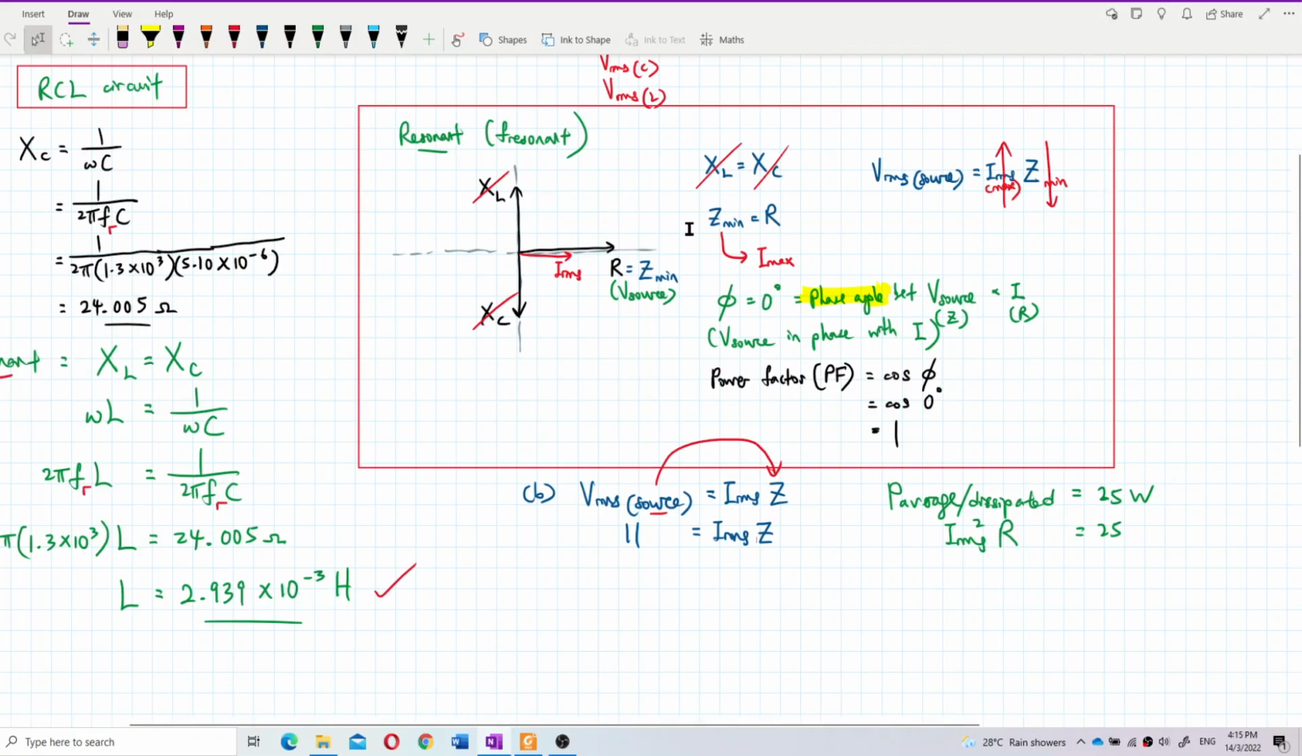Remember resonant? The impedance is at minimum. It is equal to the resistance. Why minimum? Because the XL and XC already been cancelled off, so what's left is only the resistance. So this Z minimum is R. We can change it to R, so this is IRMS R because it is at resonance. Understand? This Z become R because at resonance.